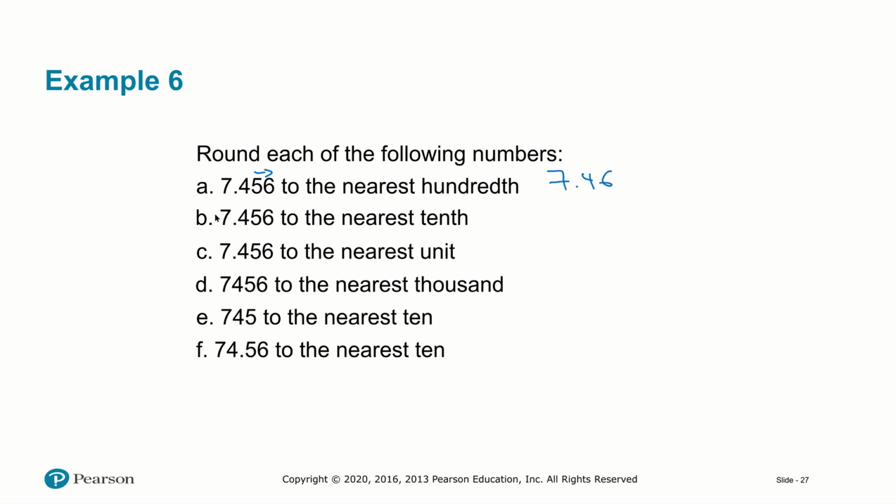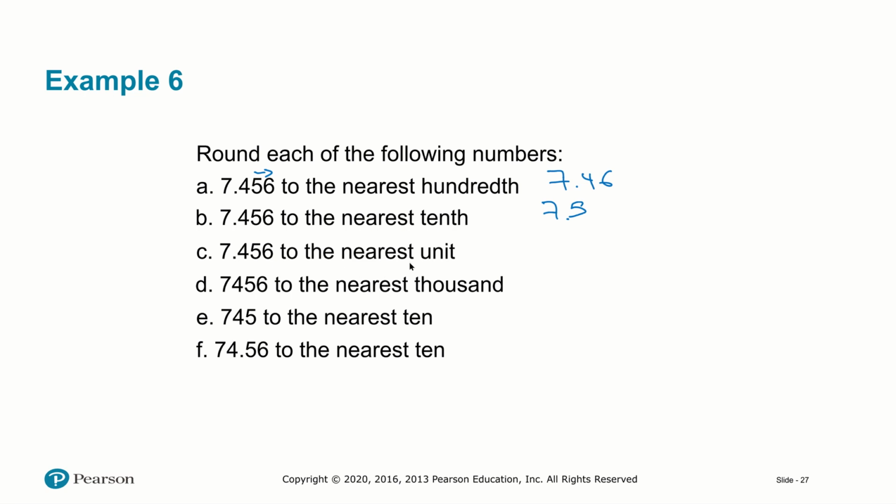So we get 7.46. This is rounded to the nearest hundredths. We rounded up because this was higher than 5. For this one, if we want to round the same number, we're rounding to the nearest tenth. So the tenth digit is right there, the 4, right? So we have to look to the right. That's a 5. Remember, 5 also is one of the digits that forces us to round up when it's to the right of the digit we're considering. So this is going to become 7.5 when rounded to the nearest tenth.